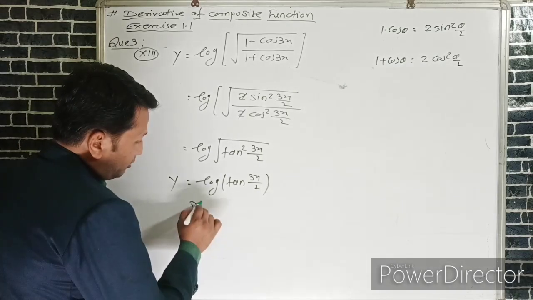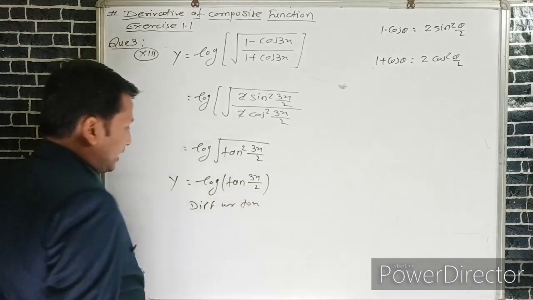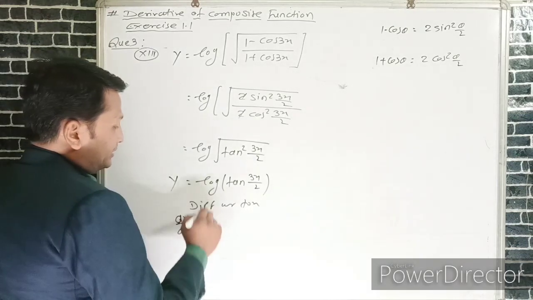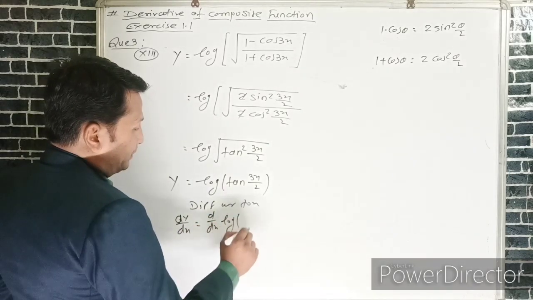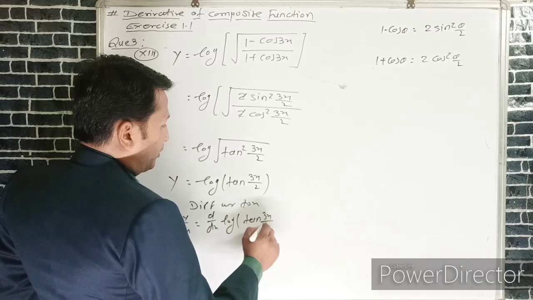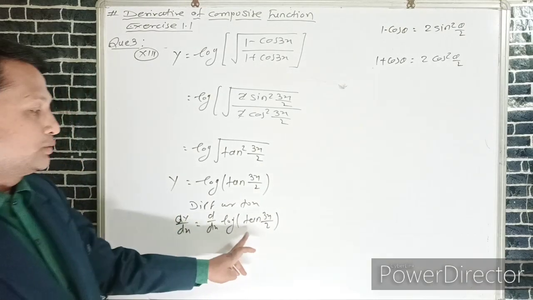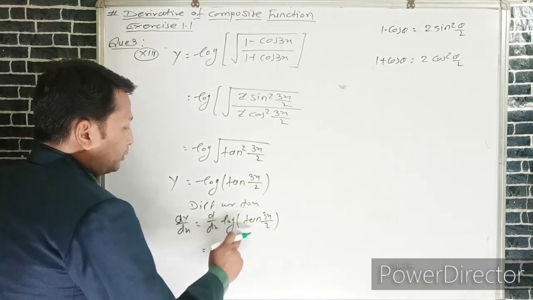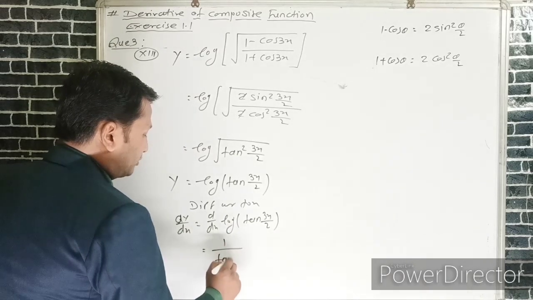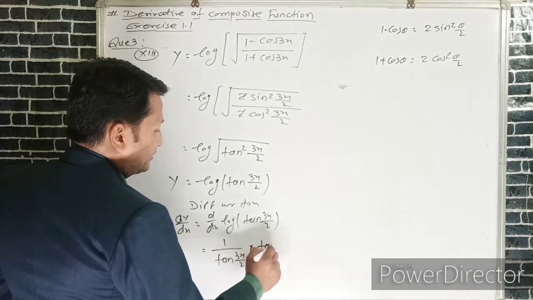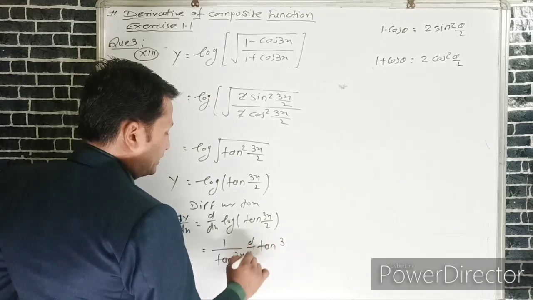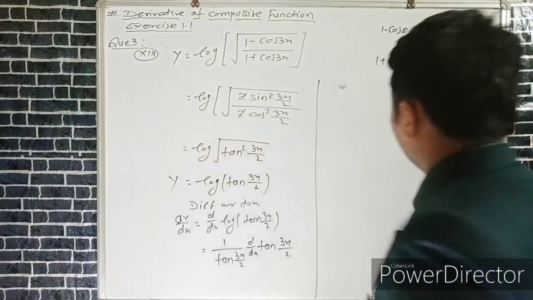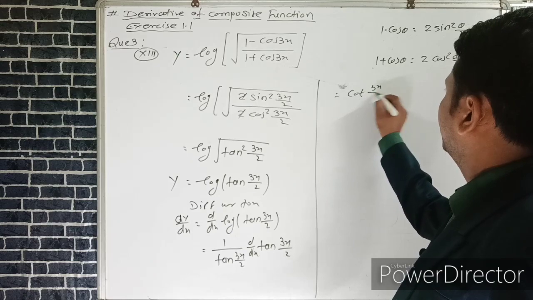If we differentiate this value of y with respect to x, we can write the derivative of y as dy by dx. We know that the derivative of log of f of x is 1 upon f of x into the derivative of f of x. Hence we can write here the derivative of log of tan of 3x by 2 is 1 upon tan of 3x by 2 into the derivative of tan of 3x by 2. Here 1 upon tan means cot, which is cot of 3x by 2.